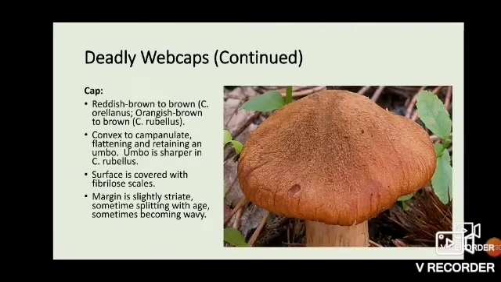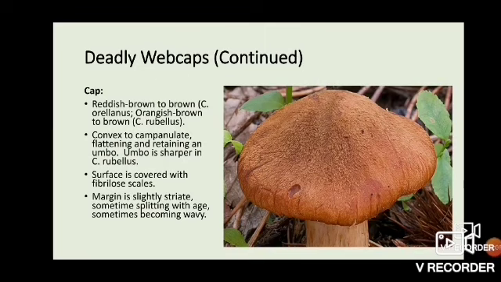So let's get started here with some ID features. The cap is reddish brown to brown in Cortinarius orellanus, and orangish brown to brown in Cortinarius rubellus. They are convex to campanulate, and if you recall, campanulate just means it has the shape of an old-fashioned bell, the kind that you would find in a bell tower. And then these flatten out and retain their umbo as they do so.